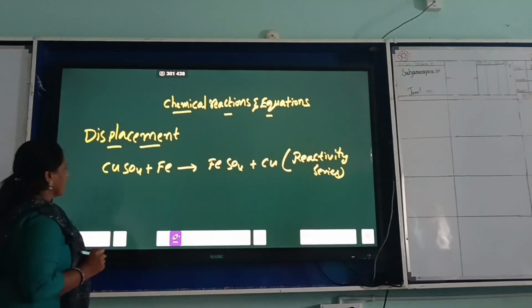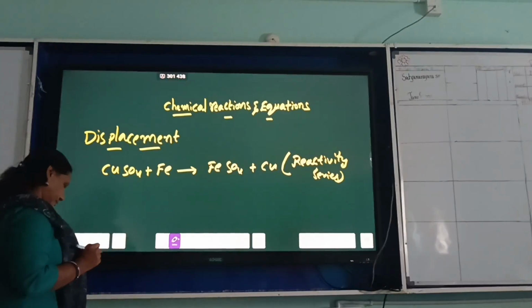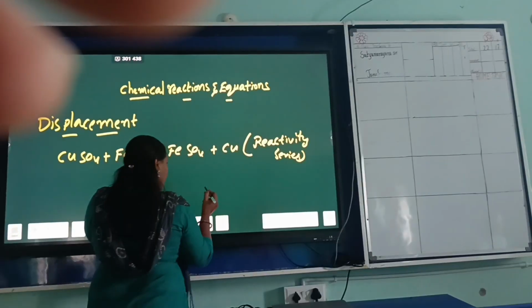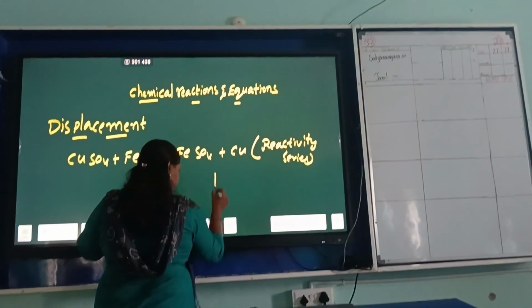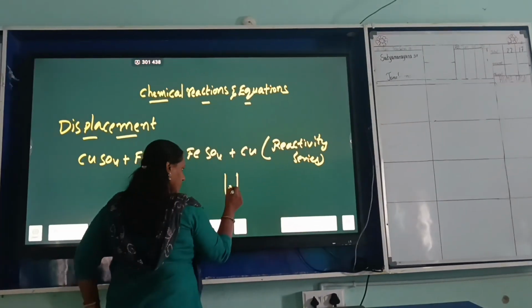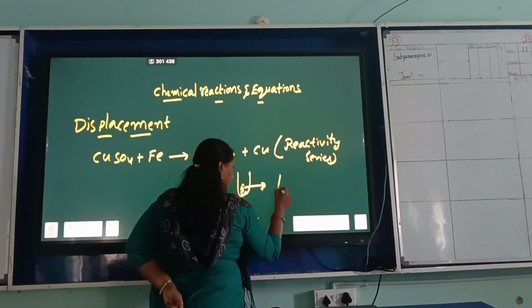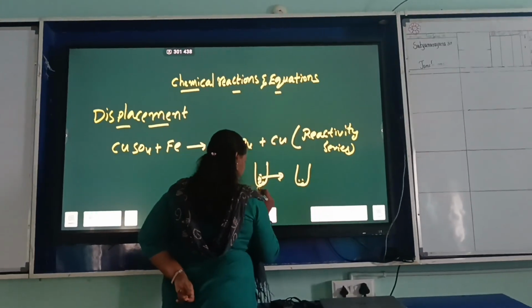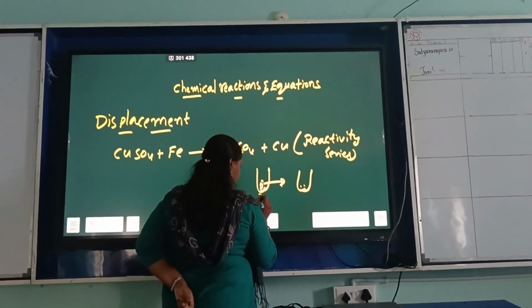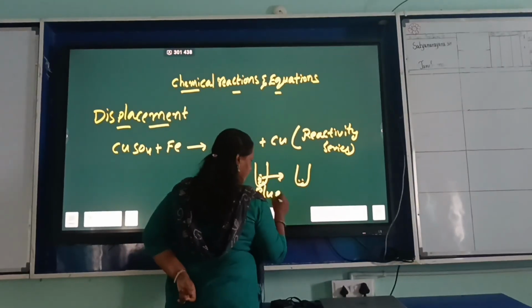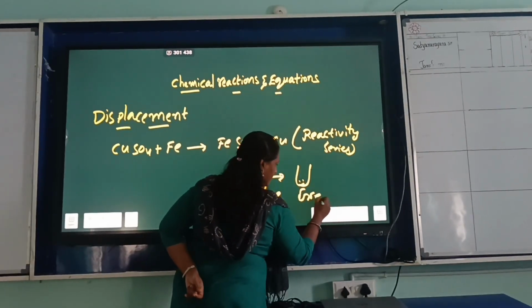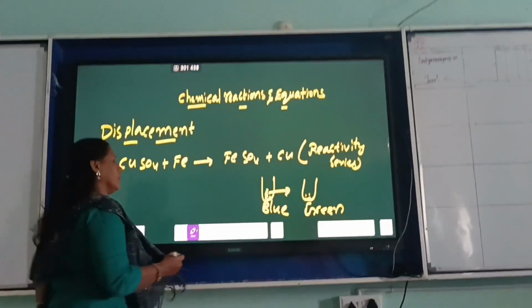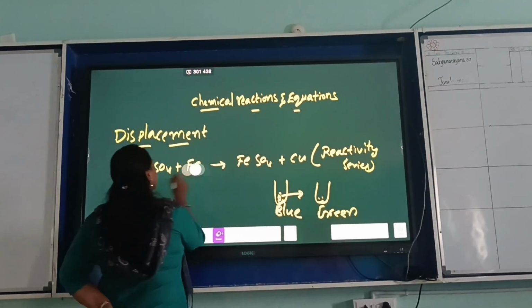And also some examples: zinc plus copper sulfate to form zinc sulfate and copper, and lead plus copper chloride to form lead chloride plus copper. So this is also there. This is one of the activities. How can the color be changed? Copper sulfate is blue, and that changes to a faded green. So that is a reaction.